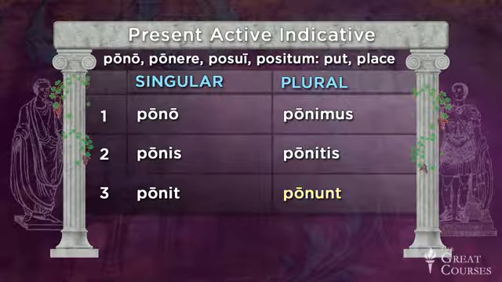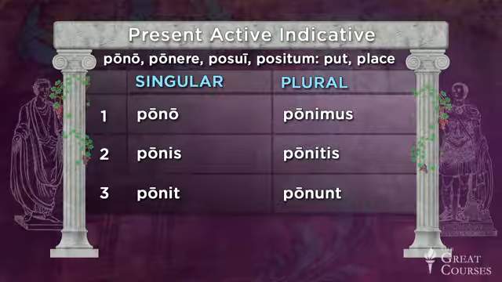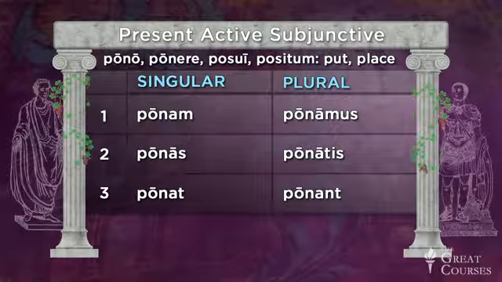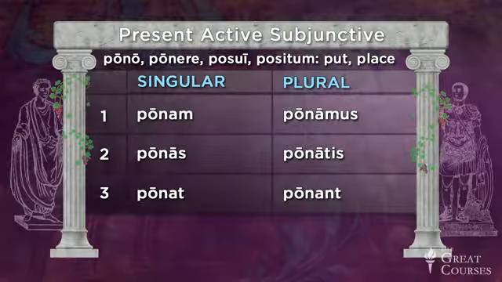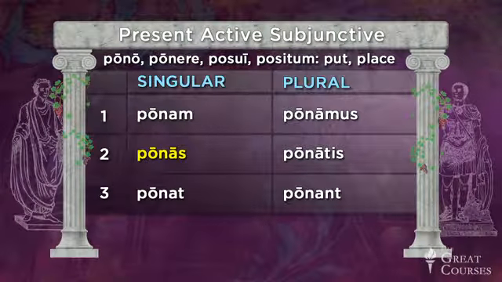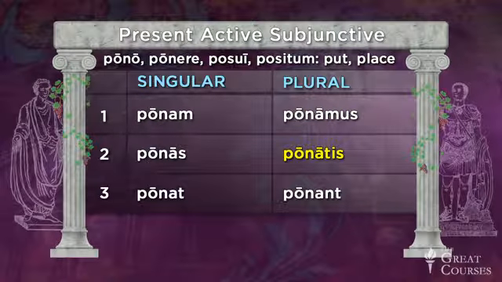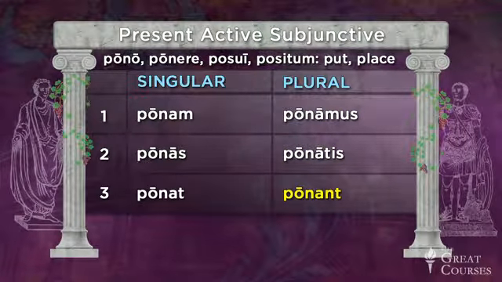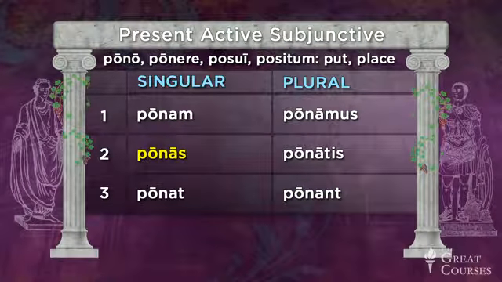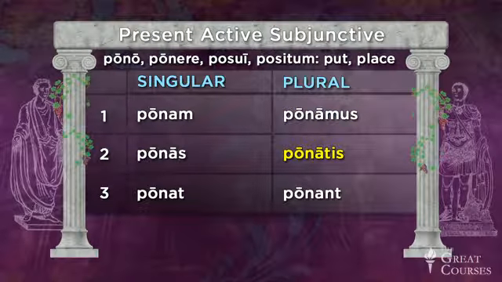And to form the subjunctive, we replace the vowel before the personal active endings with a long A. Let's recite the present active subjunctive together. Unus duo, tres. Ponam, ponas, ponat, ponamus, ponatis, ponant. Iterumque. And again. Ponam, ponas, ponat, ponamus, ponatis, ponant.